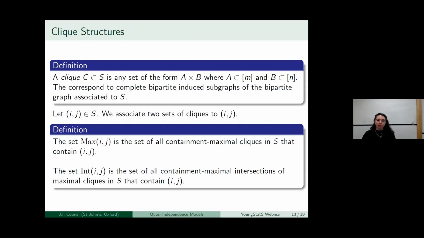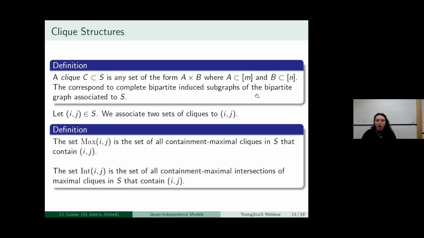Okay, now let's talk about the formula for the rational MLE in the case when you do have a doubly chordal bipartite graph. So first I'll define some clique structures in my graph. A clique in this set S is going to be any set of the form A cross B for A contained in M and B contained in N. The whole thing needs to be contained in your set S. And so why do we call this a clique? Well, these correspond to complete bipartite subgraphs of your bipartite graph.